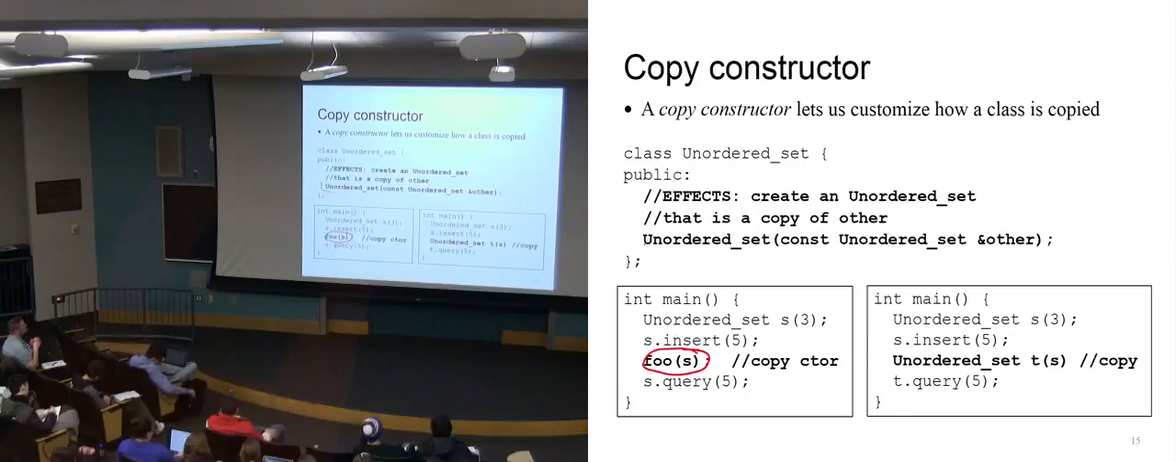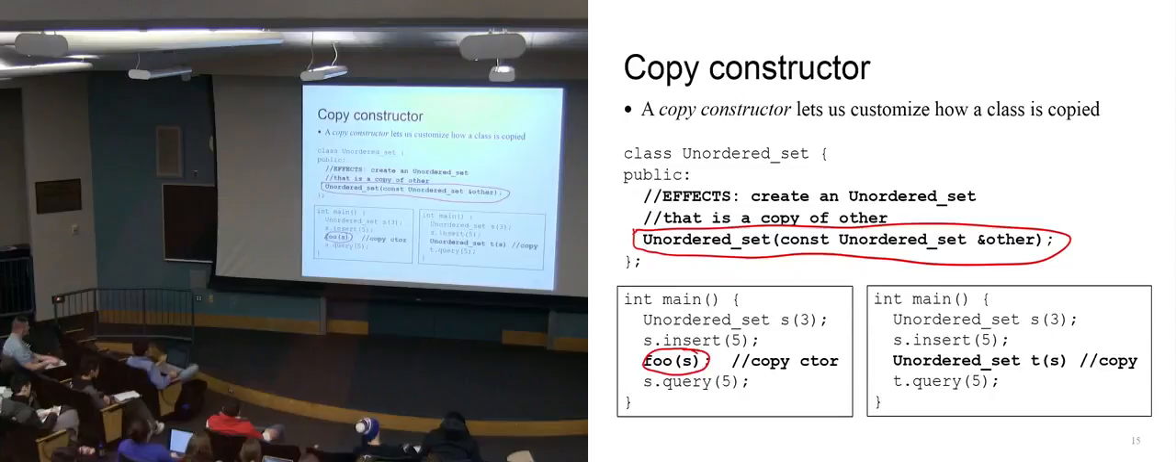Here's the type signature for a copy constructor. The job of this function is to create an unordered set that's a copy of the other unordered set. Exactly, this type signature is exactly what a copy constructor looks like. So write this on your cheat sheet for the final exam. The only thing that changes is the name of the class. You could call this variable whatever you want. I just use other because it kind of makes intuitive sense in English.